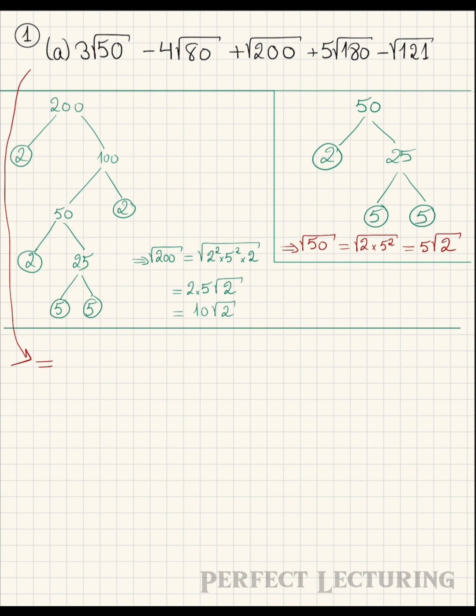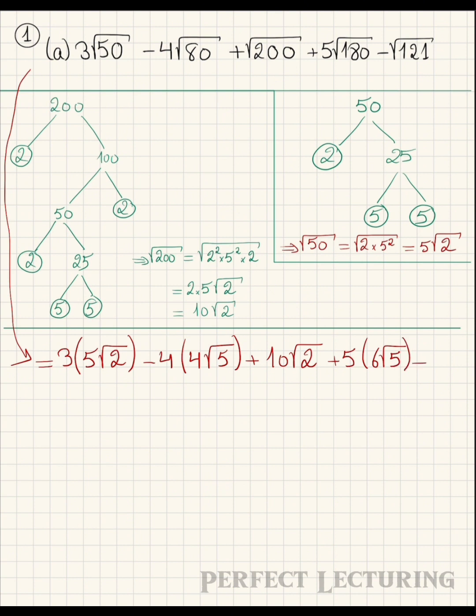So 3 square root of 50 is 3 times 5 root 2 minus 4, the square root of 80. If we do the same thing, we end up with 4 times the square root of 5. 200 is 10 root 2. 5 square root of 180 is 5 times 6 root 5. And finally, the square root of 121 is 11 because 121 is a perfect square. So we continue the work.